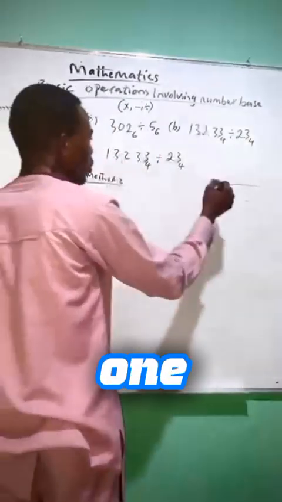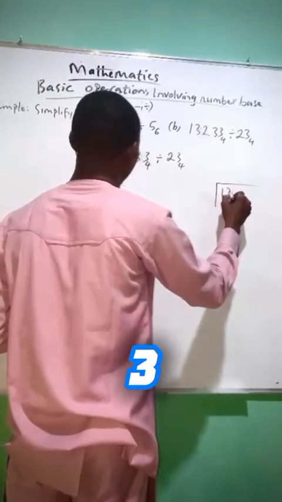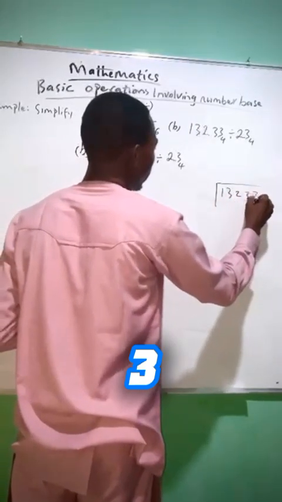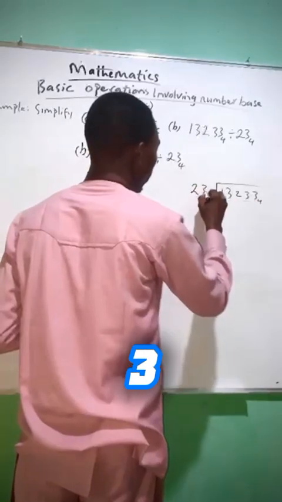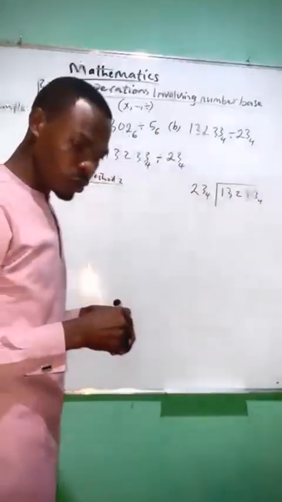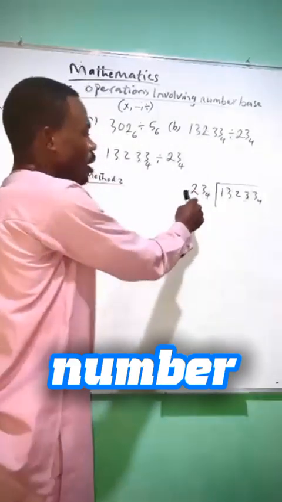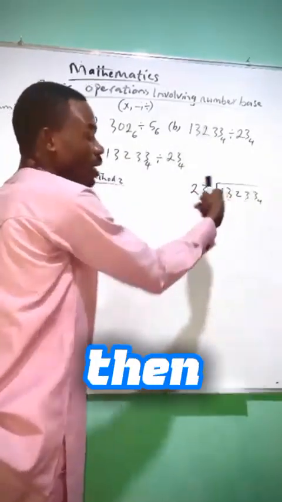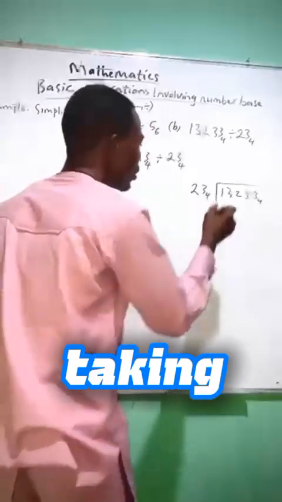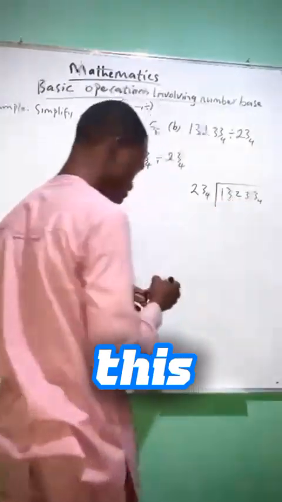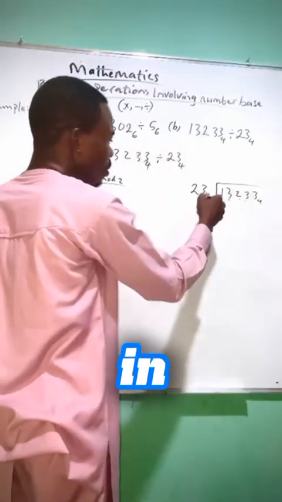The first one will come inside the table: 132 in base 4, and 23 in base 4. Now, looking at this, this is a 2-digit number, and this is 2. If you compare them, we cannot complete it. So take a 3-digit number. I'm taking this, and this. So 132 divided by 23 in base 4.